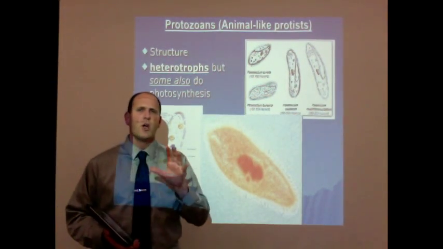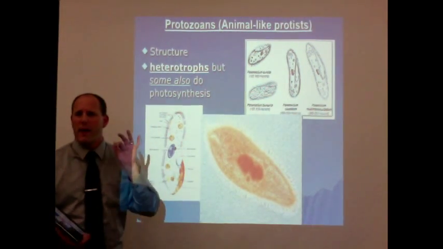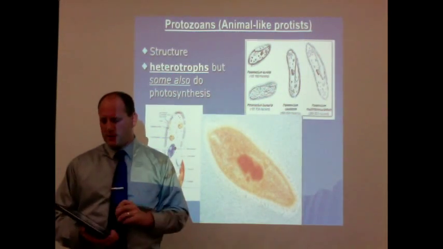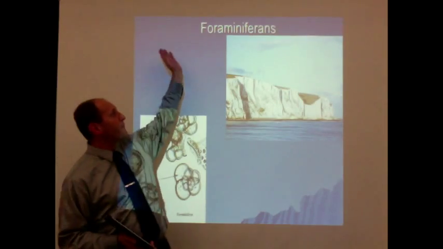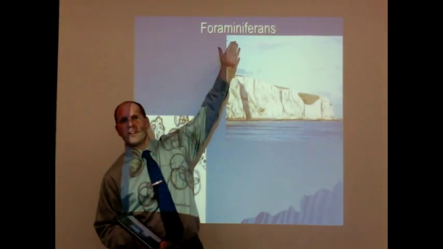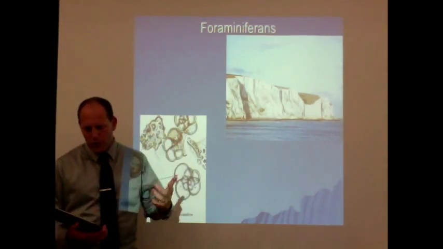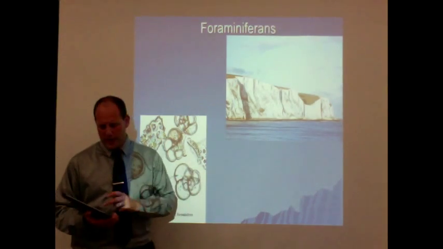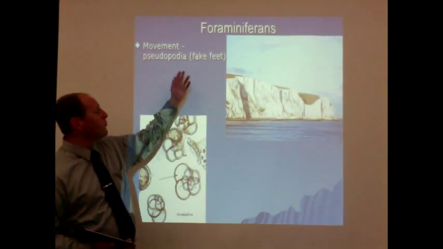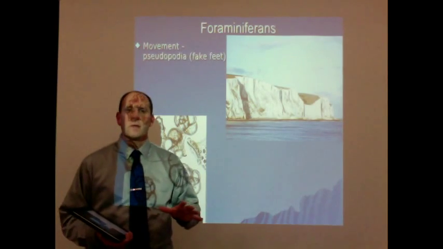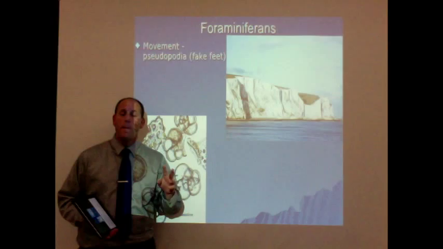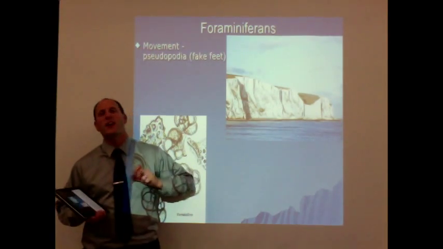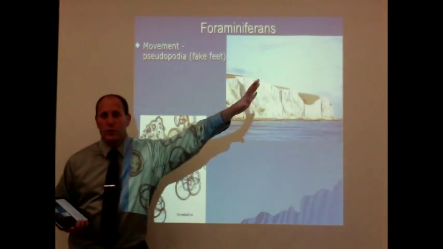So let's talk really quickly to wrap up about three different protozoans or animal-like protists. The first one are the foraminiferans. The foraminiferans, or for short, the forams. For these guys, the movement is a little bit different. They have what we call pseudopodia. Pseudo meaning fake, podia meaning feet. So they have fake feet that are actually sticking out through that cell membrane.